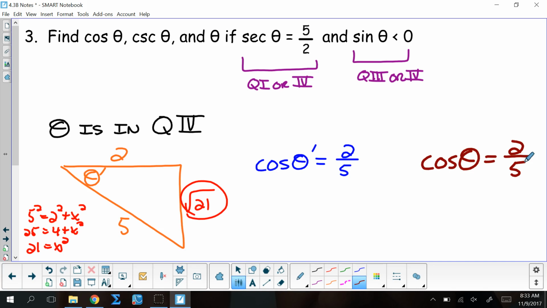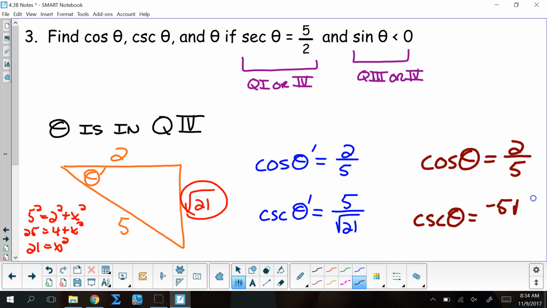Okay? I needed the cosecant. So the cosecant of theta prime, or of my reference angle, is going to be the hypotenuse over the opposite side, which is the square root of 21. But cosecant is attached to sine, correct? So in quadrant 4, that's negative. So the cosecant here of actual theta is going to be negative 5 times the square root of 21 over 21.